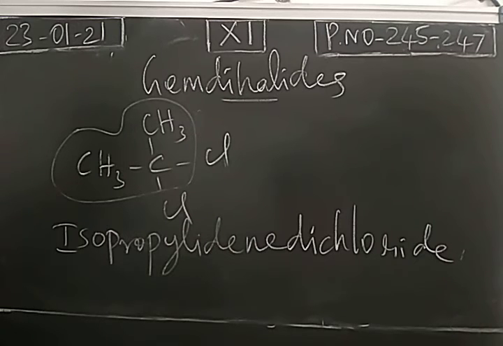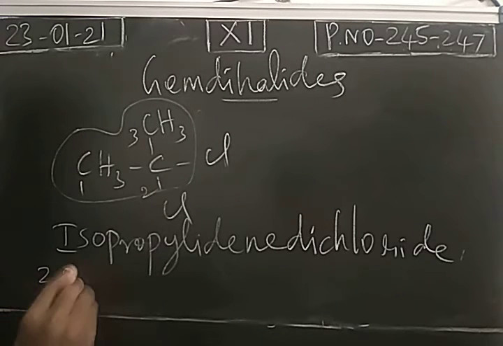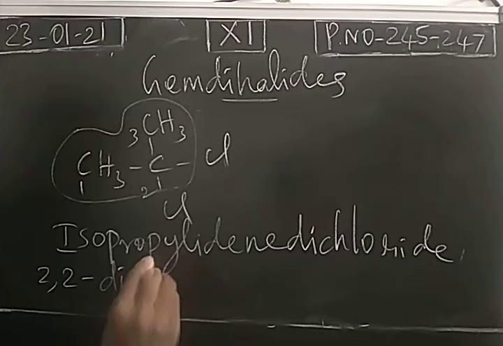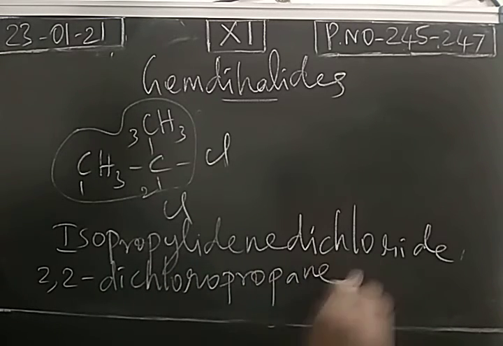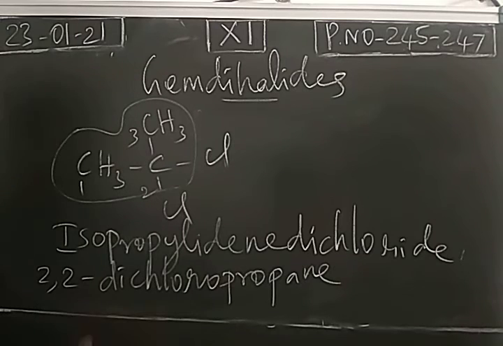And what about the IUPAC name? This is the head carbon. Two chlorine atoms are attached to the head carbon. So the second carbon is having two halogen atoms. So 2,2-dichloropropane. This is the longest chain having three carbon atoms. So root word prop, saturated hydrocarbon. So it is propane. 2,2-dichloropropane is the IUPAC name. The common name is isopropylidene chloride or isopropylidene dichloride.